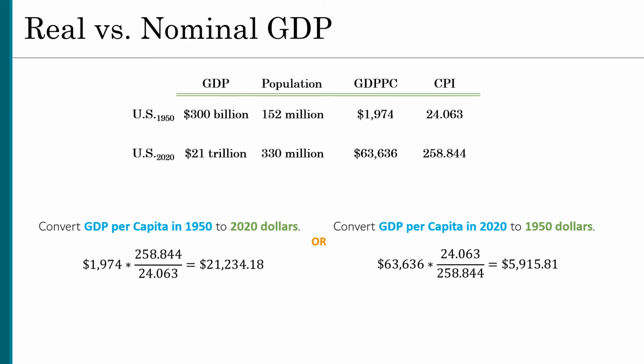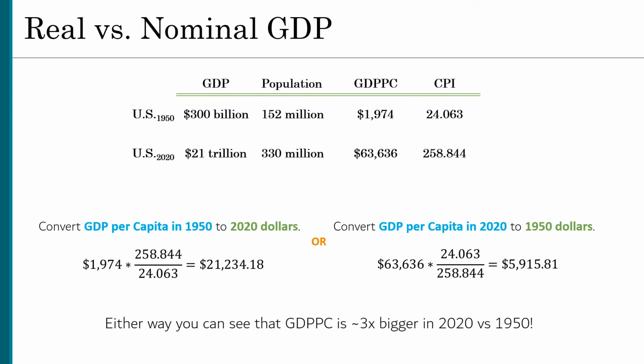Whether you compare $21,234.18 to $63,636, or if you compare $5,915.81 to $1,974, you get the same ratio. Real GDP per capita is about 3 times bigger in 2020 than in 1950.